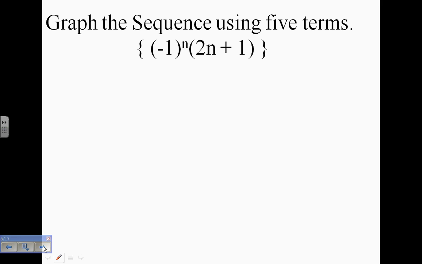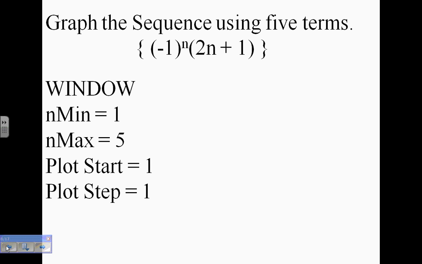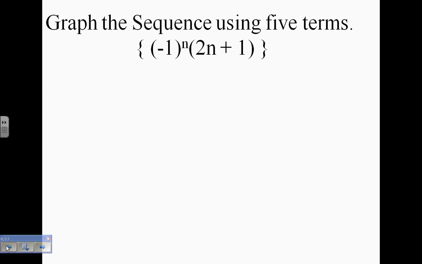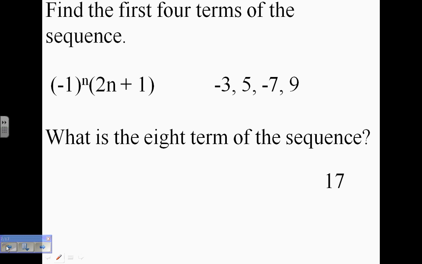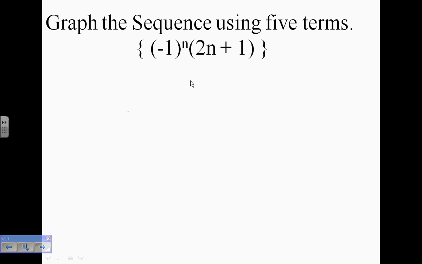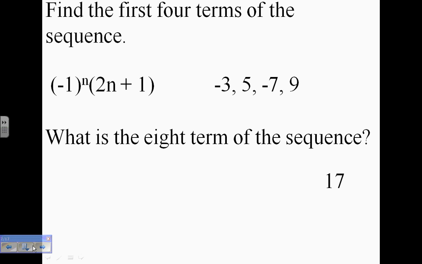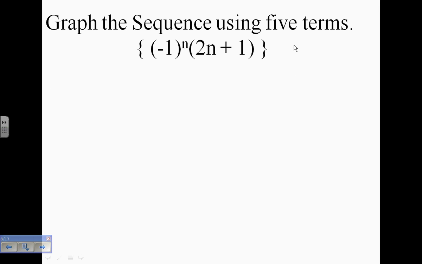When you graph the sequence using 5 terms, all you're doing is plotting points. That's it. You just take the points and you plot them. The sequence we just had, we used the points: -3, 5, -7, and 9. If you put in 1, you got -3. If you put in 2, you got 5. 3, you got -7. And 4, you got out 9.